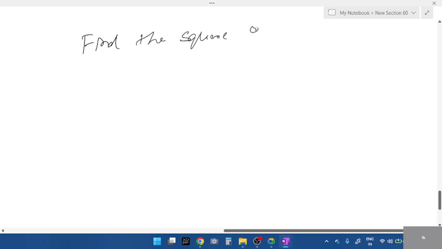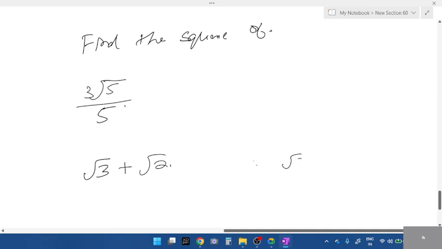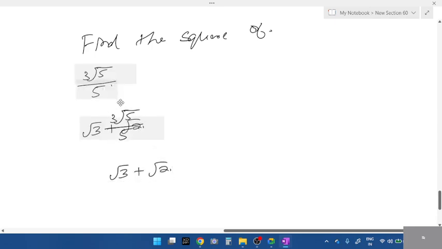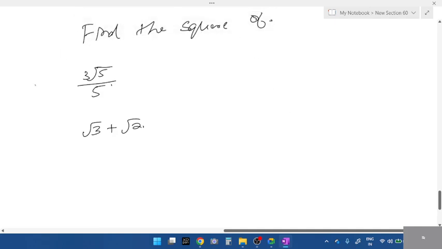Find the square of 3 by 5, 5 root 2. Can you all see the screen, all three of you? Okay, right. Start writing, students. Find the square of three questions. This, and the third one is 3 minus 2 root 5.